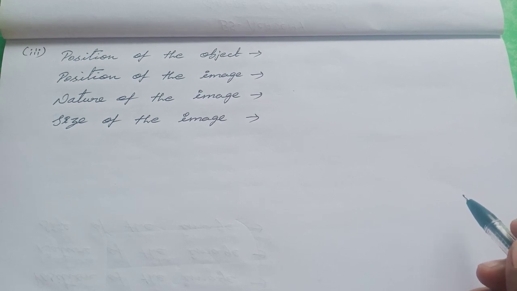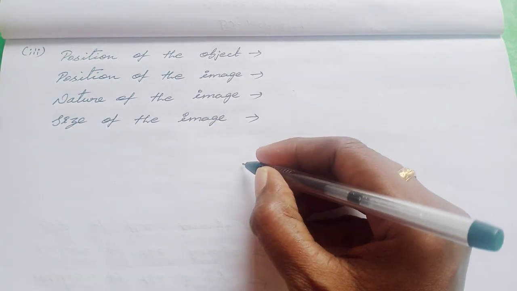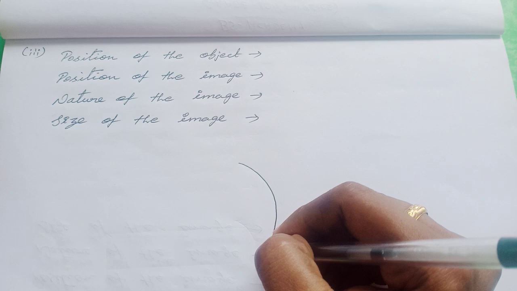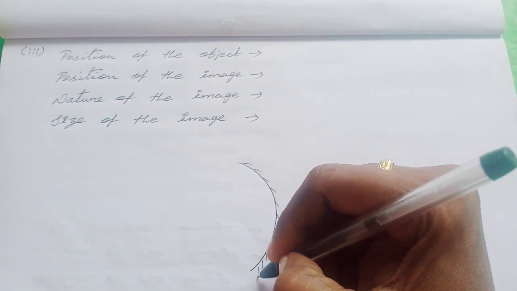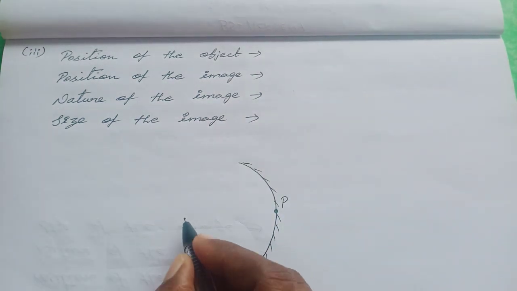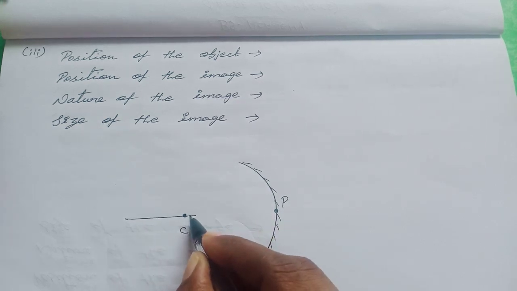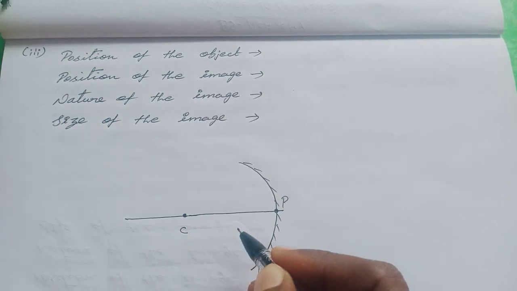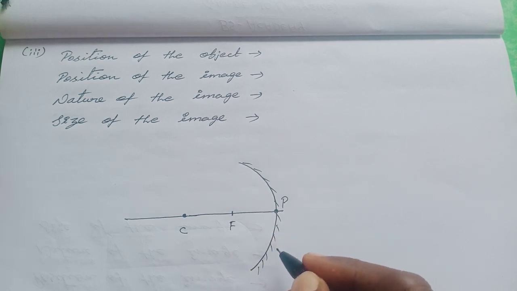We are going to discuss the third case of the image formation of the concave mirror. So for that we are drawing the concave mirror like this. This is the faded part of the concave mirror, and this point is represented as P, that is pole, and this point is represented as C, that is center of curvature, and this is the line which is joining the center of curvature and the pole, that is principal axis, and this point is represented as F, that is principal focus.